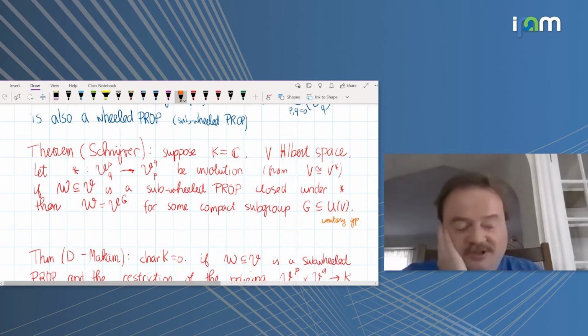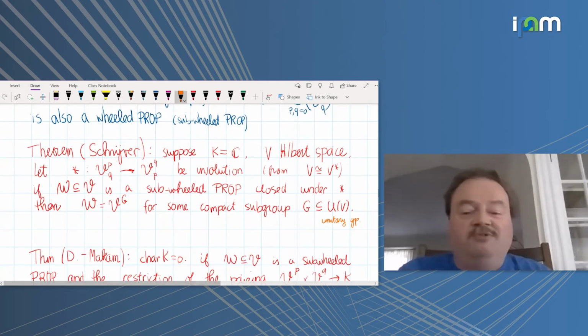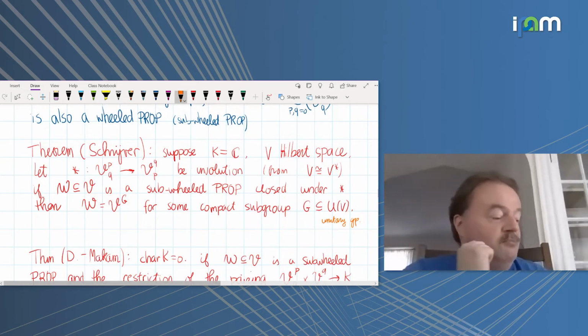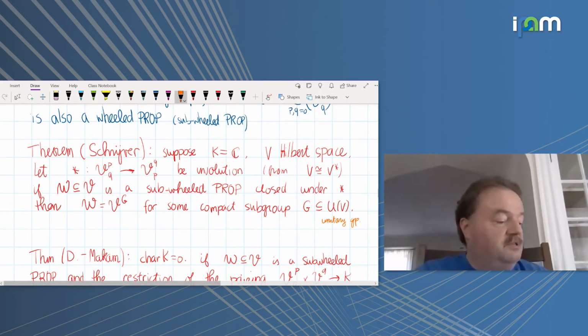Here are some nice results of Schrijver. I formulated it now in terms of wheeled props. He didn't, but in this language, what he proved is the following. Suppose we work with the complex numbers, and V is a Hilbert space, so we have a Hermitian form on it. Then V is isomorphic to the dual space, and we can identify, using this isomorphism, a map from V_PQ to V_QP. And now the following is true.